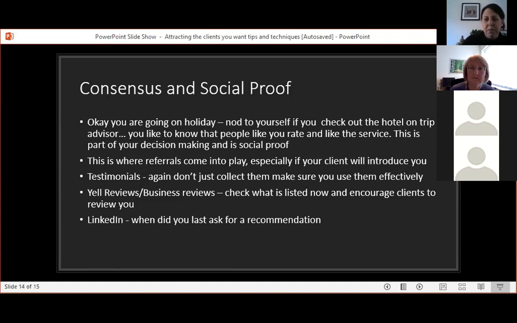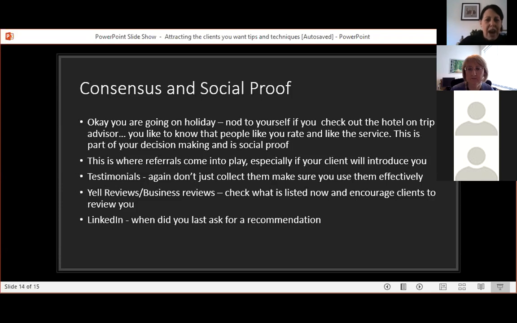If you don't do something with them, it's absolutely pointless. We've had it with a couple of them, Yell and business reviews. Check what is listed, and I would say check that now, because I've worked with a couple of members where the website attached to them on Yell isn't even their website, which is quite worrying. It's an accountant somewhere else in the country. Even worse, it's not actually them who've been reviewed against it.